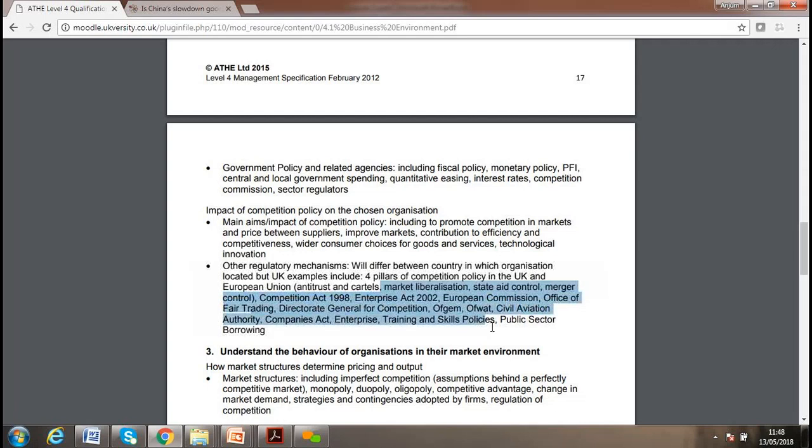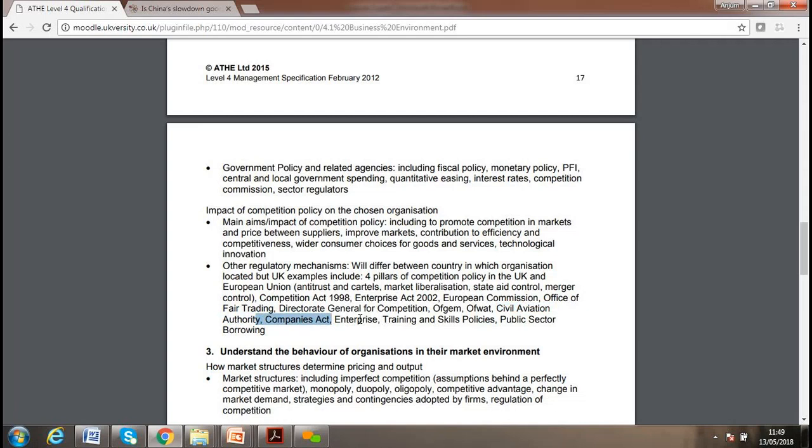The Office of Gas and Electricity, Ofgem, is a regulator. Every industry in the UK has a watchdog; watchdog means the regulator. The Office of Water is called Ofwat. The Civil Aviation Authority regulates the airline industry, civil aviation, private aeroplanes and so on.